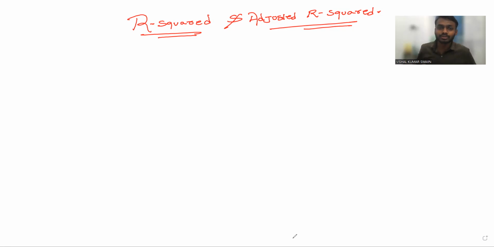So today we are going to start the next lecture of machine learning, and in this lecture we are going to discuss R square and adjusted R square. Right? So what is R square and what is adjusted R square, and why do we learn this concept? Okay, so let us understand.